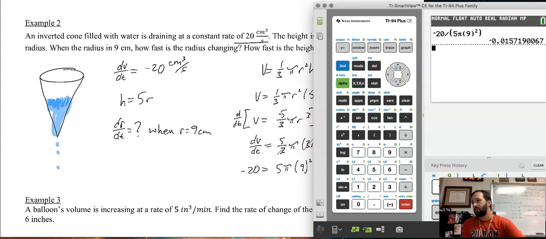So now the other thing here is that I want you to go to 4 numbers. So I'm going to write the answer here as dr dt equals -0.01571. This is called truncating the number. I'm just going to stop on the 4th digit.